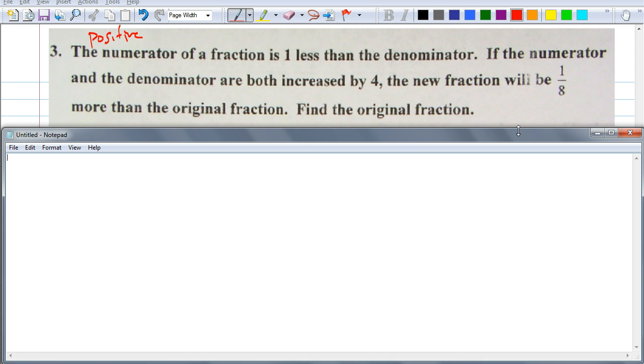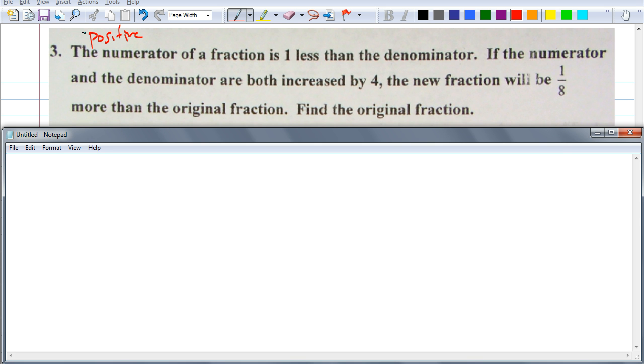Example 3 says, can you put positive numerator? Because there's a typo. I forgot to put that in. The positive numerator of a fraction. Okay, so can you put that in there? The positive numerator of a fraction is 1 less than the denominator.